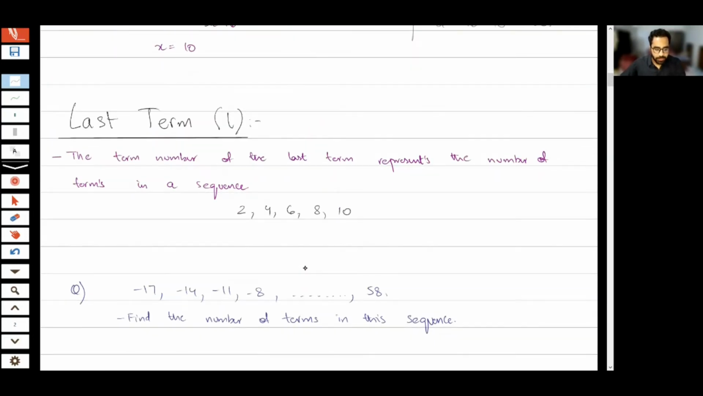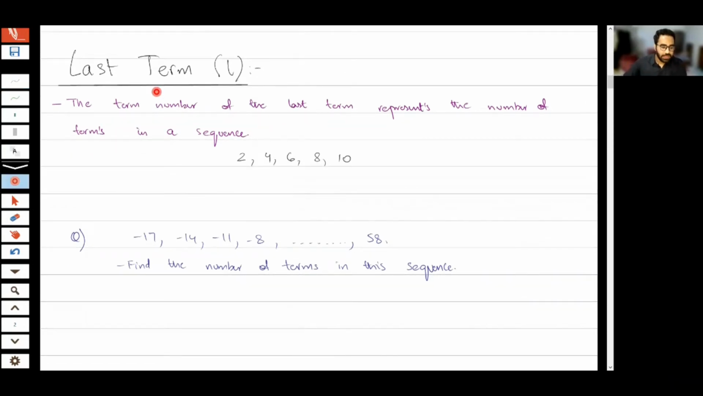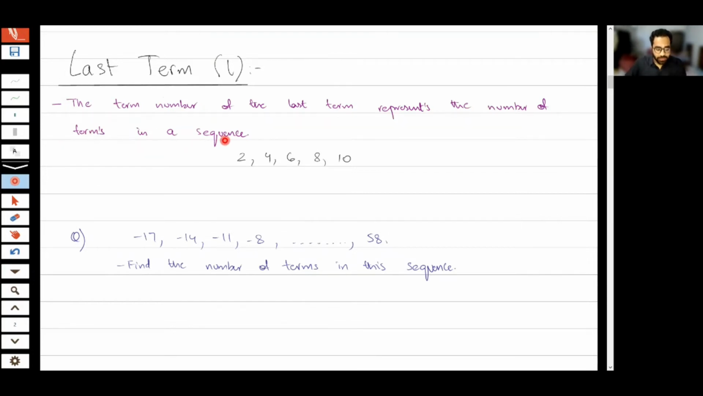एक और चीज जो हम लोगों को पता होनी चाहिए which is the last term. हमारे पास last term in an arithmetic series is represented by L. ठीक है, the term number of the last term represents the number of terms in the sequence. Let's understand what the statement is saying. वो statement कह रही है कि मेरा जो term number होता है ना of the last term represents the number of terms in the series.